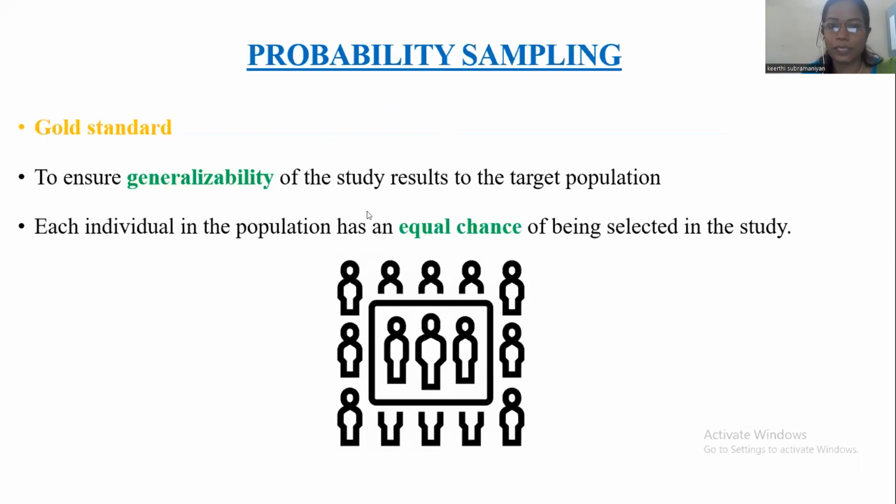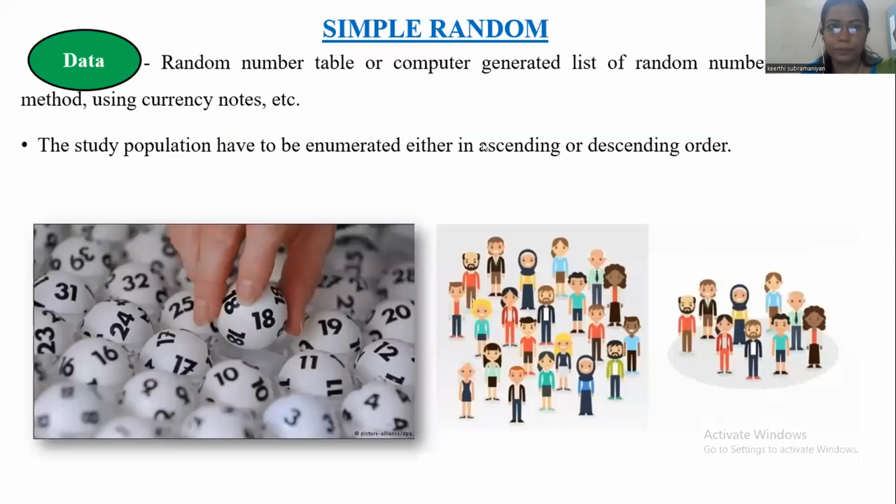So that is what it says. Generalizability is better. The first one is simple random sampling. Simple random sampling can be done in two methods.